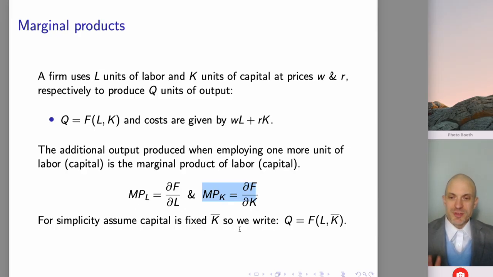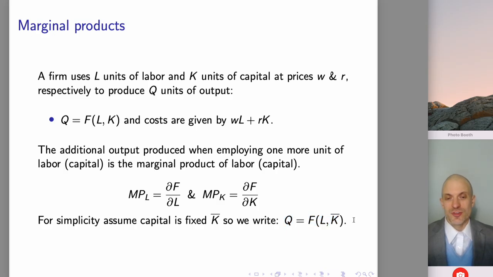Okay. For simplicity, I'm going to assume capital is fixed. We write K upper bar to indicate that we fixed capital. And so if you just saw this generic production function without further information, you might interpret this as a long run situation where all the factors are variable. This situation, because clearly capital is fixed, we'll interpret as a short run situation.